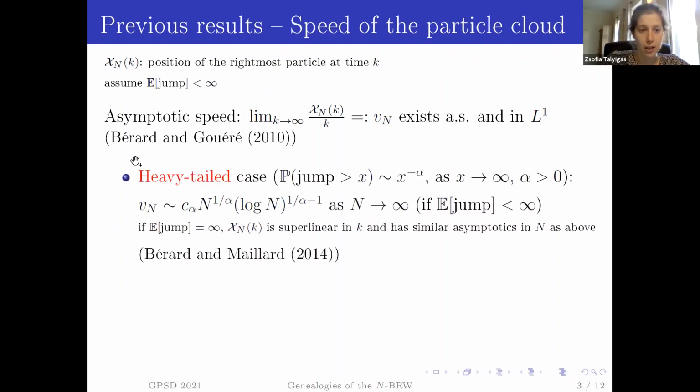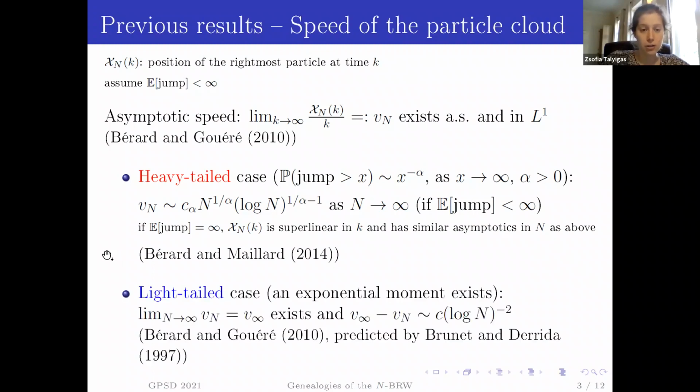So the more recent result is about a heavy-tailed case of the N-BRW, where the probability that the jump is greater than x is about x to the minus alpha for large values of x and for some fixed positive alpha. And in this heavy-tailed case, the asymptotic speed V_n goes like a constant depending on alpha times n to the 1 over alpha times log n to the 1 over alpha minus 1 as n goes to infinity. So in particular, this means that the asymptotic speed V_n diverges as the number of particles n goes to infinity. And this is a result from Bérard and Maillard from 2014.